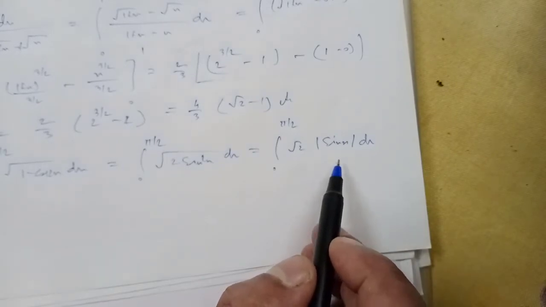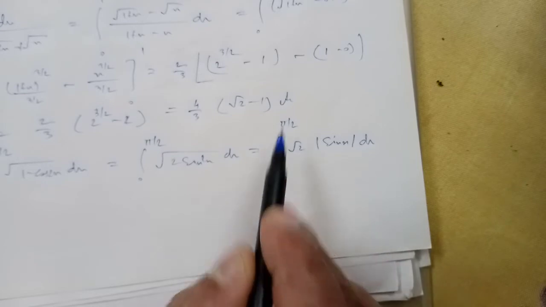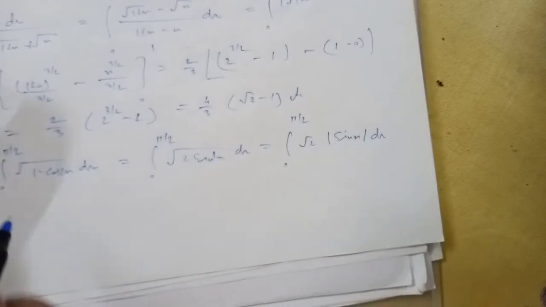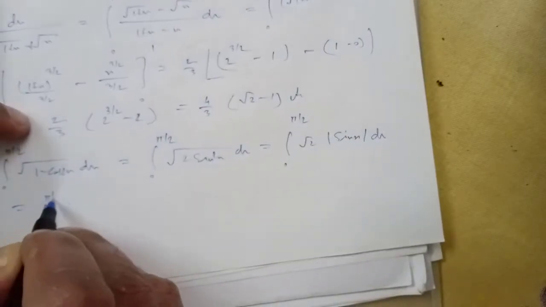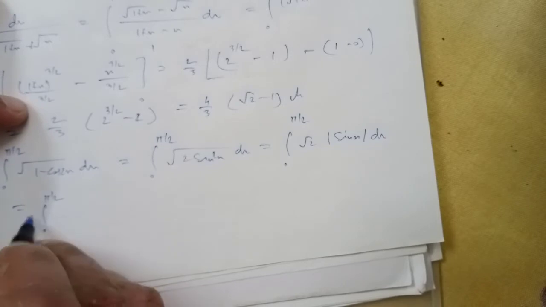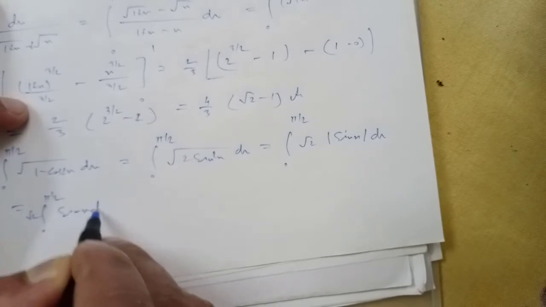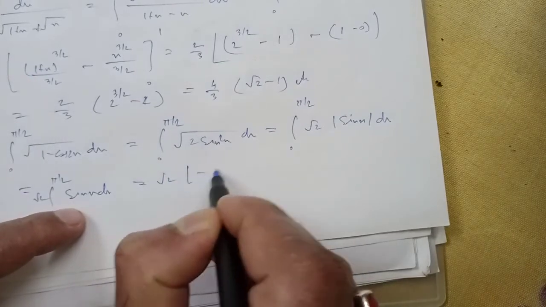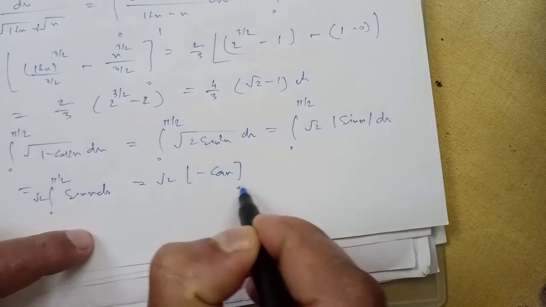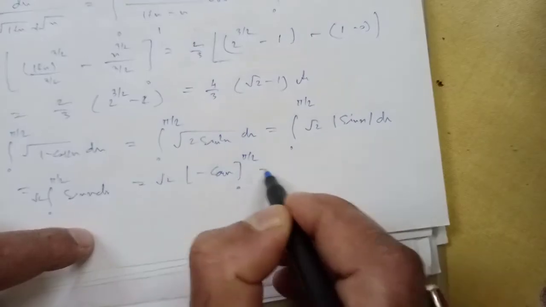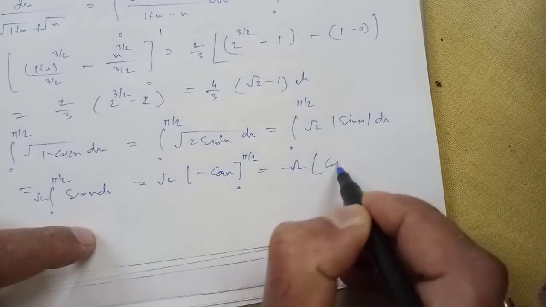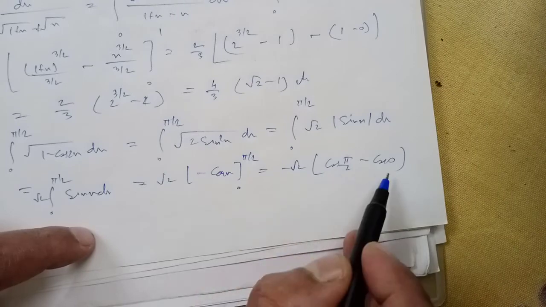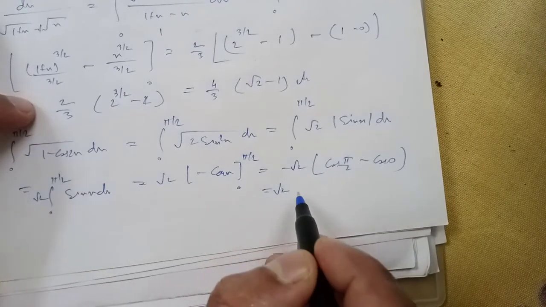Sin means sign. Sign of sin x in this interval 0 to pi/2. We all know that sin x is positive here, so it ultimately will become 0 to pi/2 root 2 outside sin x dx. Now root 2 times integral of sin x is minus cos x. Now put the limits. Take minus outside, minus root 2. So inside this will be cos of pi/2 minus cos of 0. Cos of pi/2 is 0, this is 1. So ultimately your answer will be root 2.